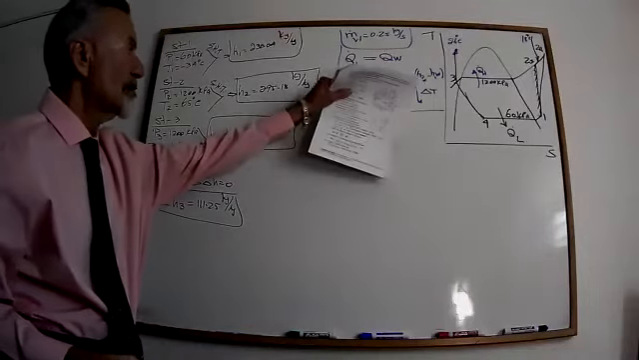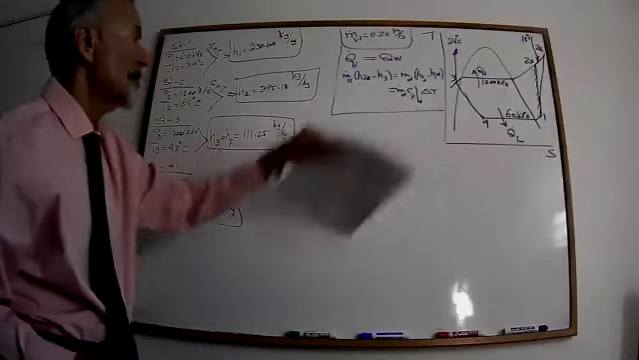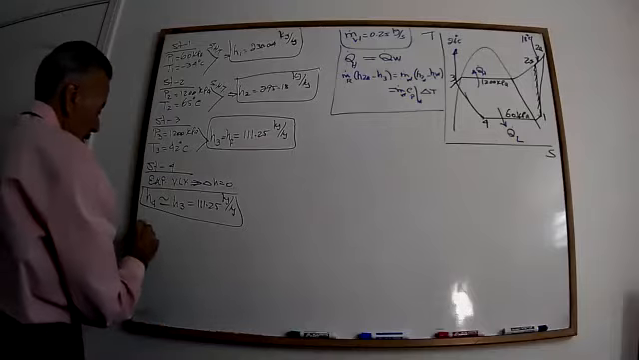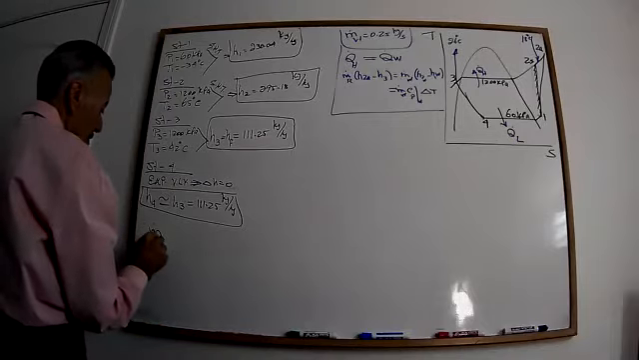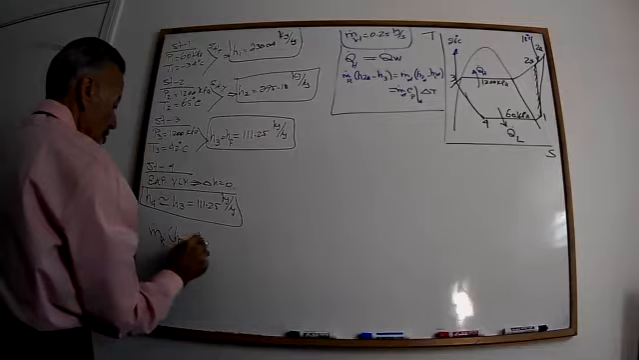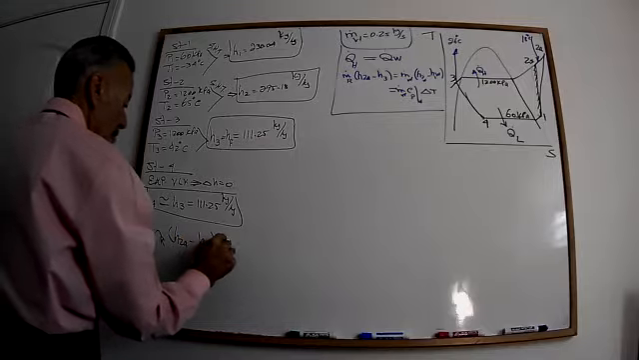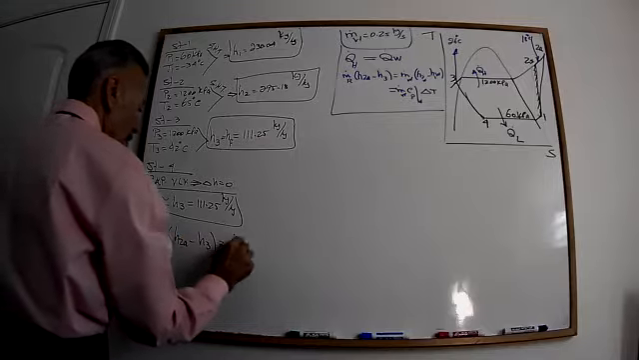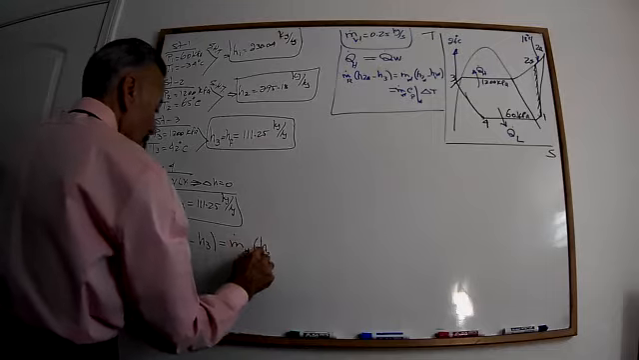Now we come back to this relationship in order to find the mass of refrigerant. Now, mass of refrigerant times H2A minus H3 has to be equal to the mass of water times H2O.